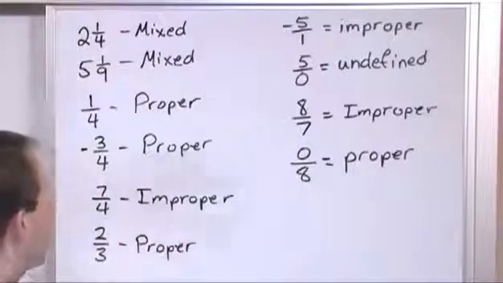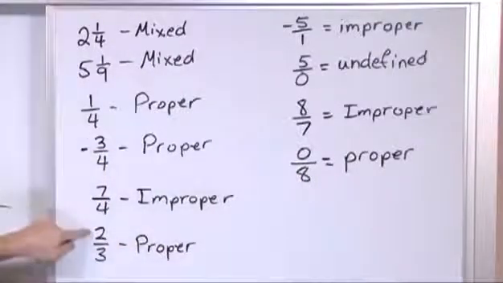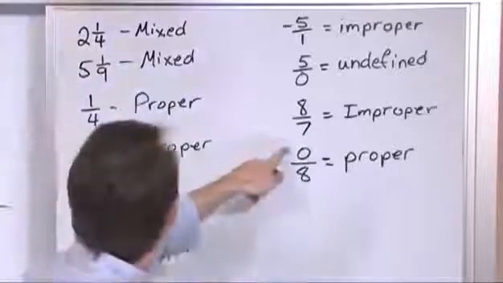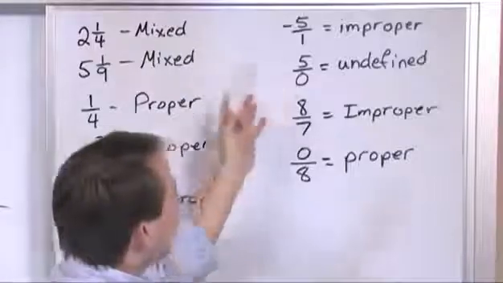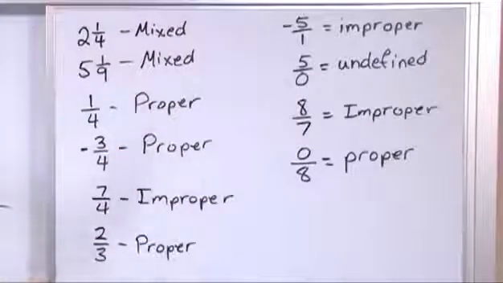That's a proper fraction, because the top number is smaller than the bottom number. So it falls in line with the same thing as this fraction here. The top number is smaller, the top number is smaller, the top number is smaller, so those are all proper. It's only when the 0 is on the bottom that when you try to do that division, you're not going to get anything, so it's undefined.